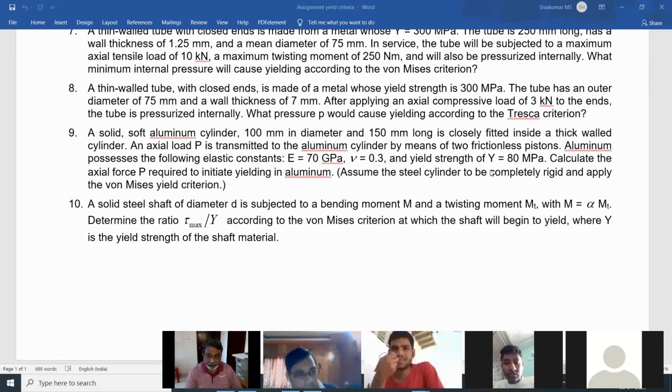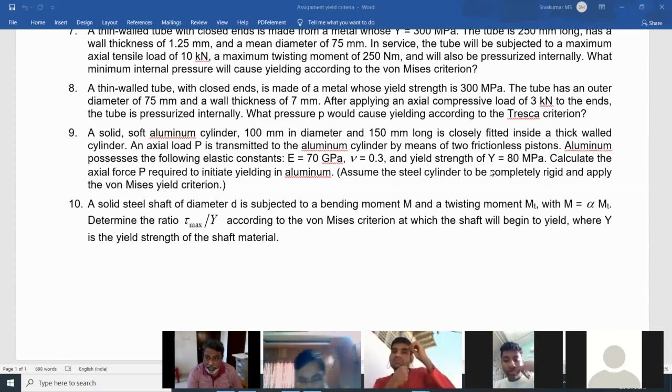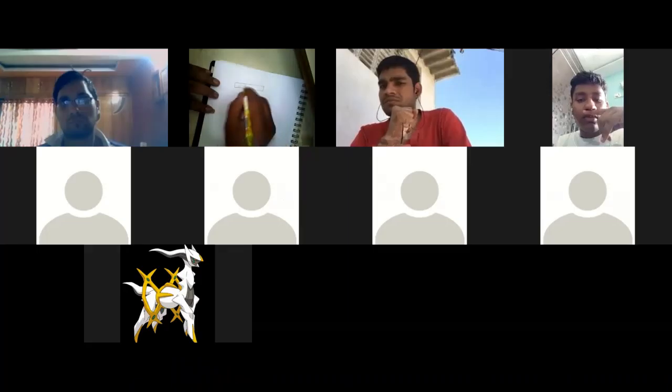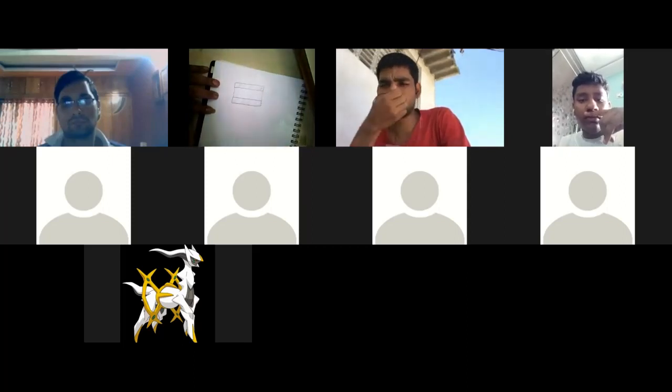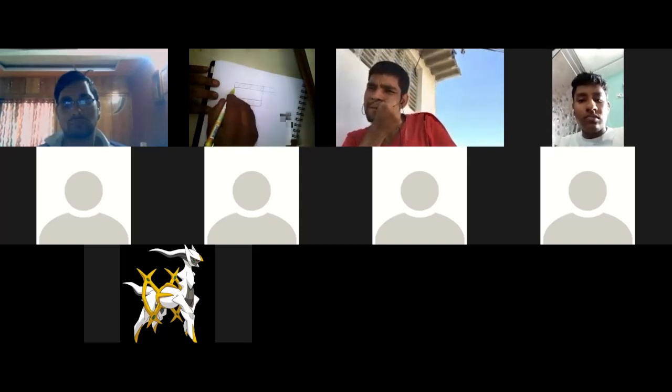Sir, isn't it kind of a confined kind of thing? Yeah, it is a confined kind of problem where due to Poisson's ratio, it tends to expand. But when it tends to expand, the steel cylinder is rigid. Read it as closely fitted inside a thick wall steel cylinder. This is the steel cylinder. Let's say this steel cylinder extends.